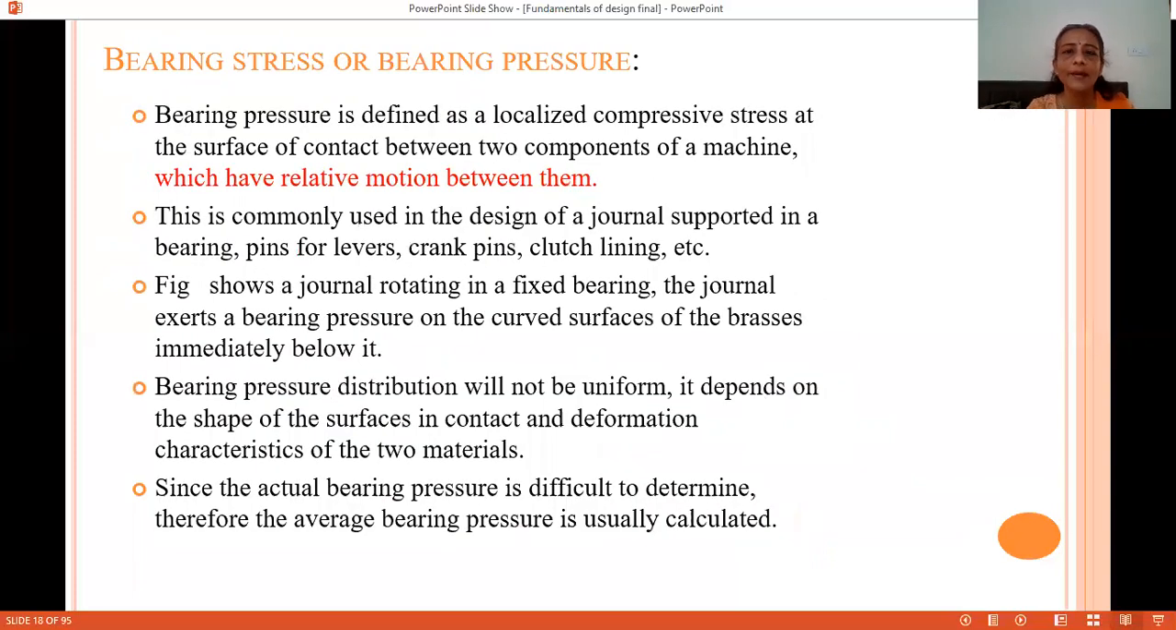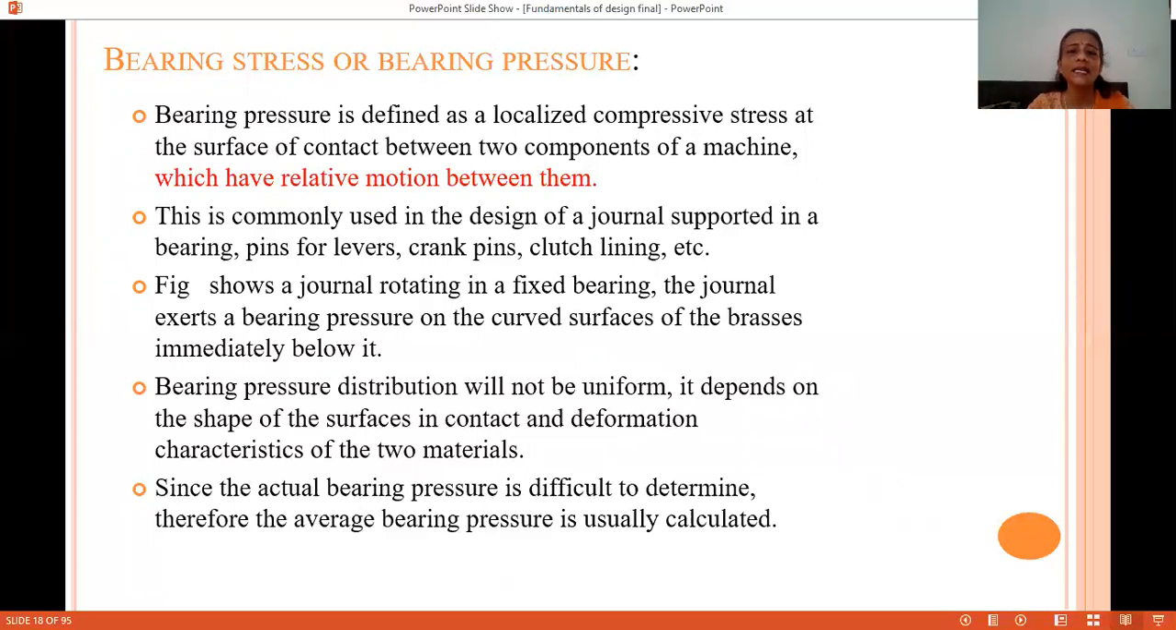Now we will see bearing pressure or bearing stress. Even crushing also sometimes people call it a bearing stress. But there is a slight difference between bearing pressure and crushing stress. When two elements are having relative motion with respect to each other, like a shaft is rotating in a bearing, correct? At that time, whatever localized compressive stress developed at the contact surface, that stress is known as a bearing pressure.